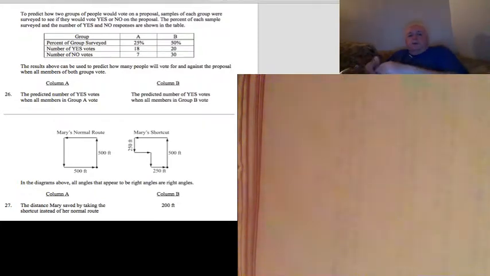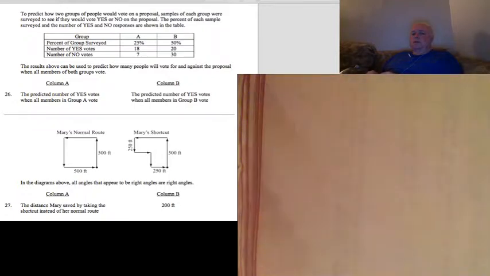All right, so to predict how 2 groups of people would vote on a proposal, samples of each group were surveyed to see how they would vote yes or no on the proposal. The percent of each sample surveyed and the number of yes or no responses are shown in the table. So we have 2 groups. Parents' percent of group survey in A is 25%, and B it was 50%. The number of yes votes were 18 versus 20, and the number of no's were 7 versus 20.